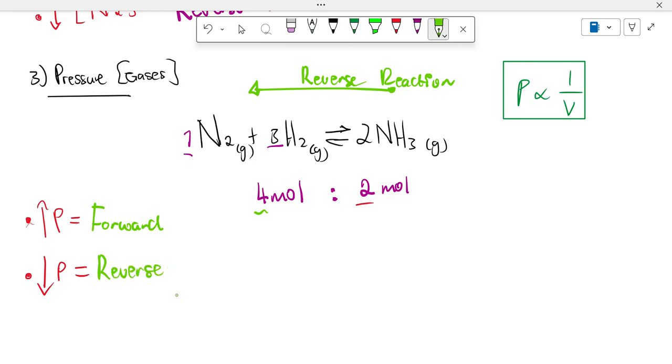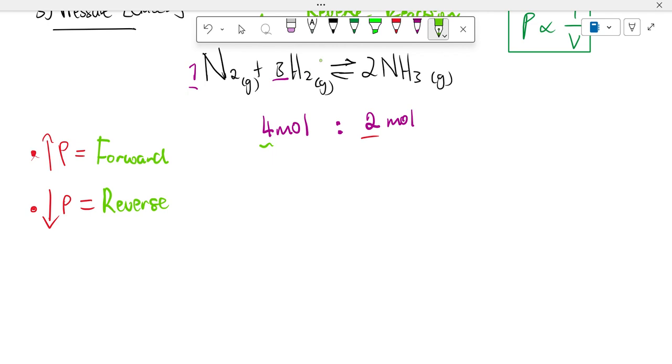Right. Because I'm moving from products to reactants. Therefore, that will be my reverse reaction. And that is all there is to it, ladies and gentlemen. With pressure, this is all that you need to know. But I also want to add something because it can be a trick question in the exam.